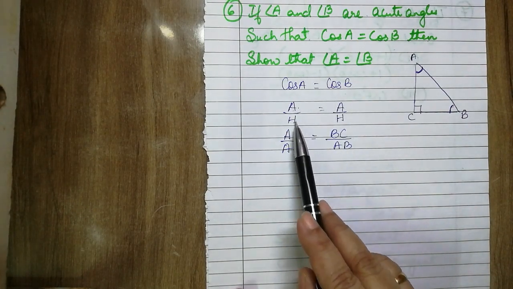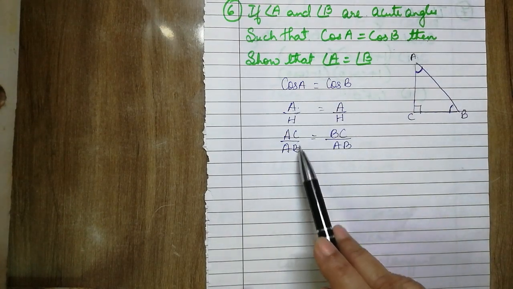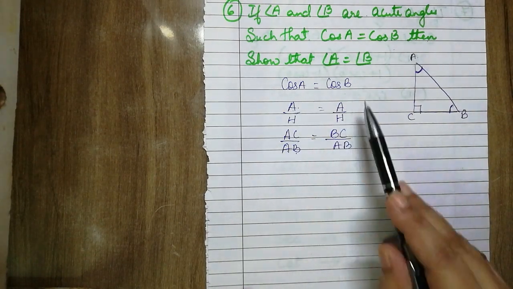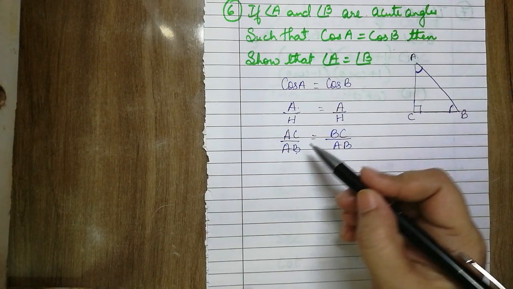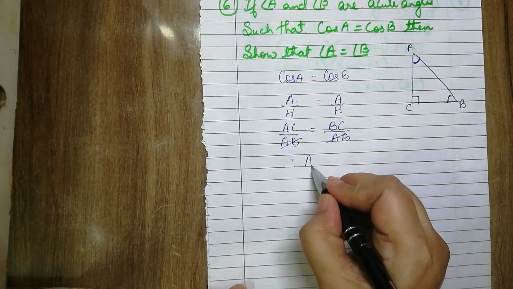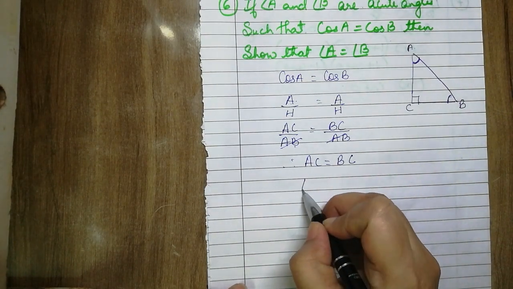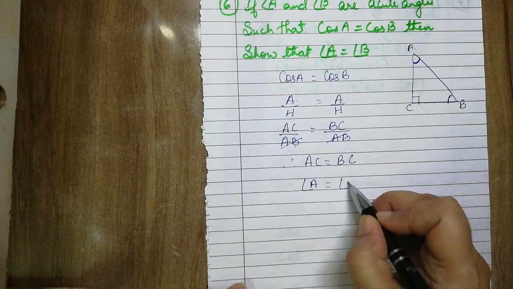Cos A is adjacent by hypotenuse, so both are the same. With respect to angle A, it is AC by AB. With respect to angle B, it will be BC by AB. So since the denominator is the same, we get, therefore, AC is equal to BC. So therefore angle A is equal to angle B.